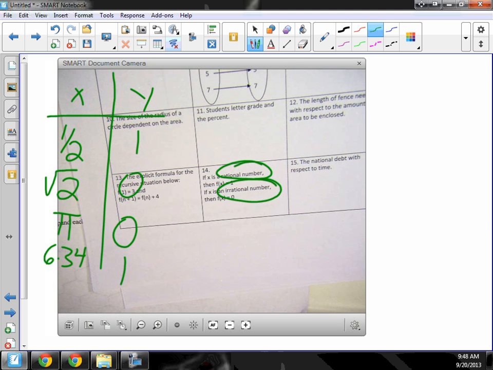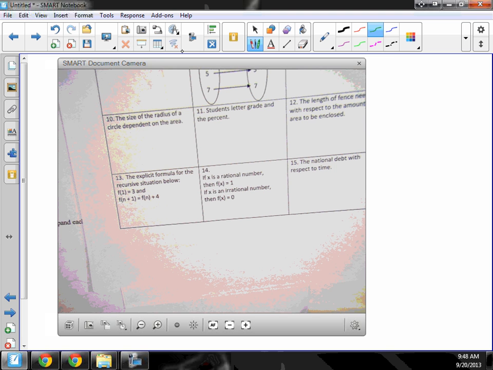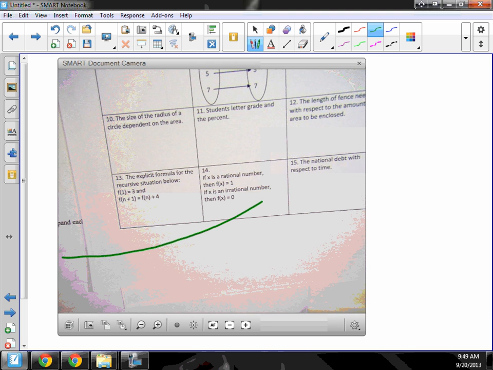Okay, number 15, the national debt with respect to time. No, how come? Can it? That's the key, right? Has the national debt ever come down? So let's say that our national debt looks like this. Would the national debt versus time be a function? Yes, because every year it gets bigger and bigger and bigger.